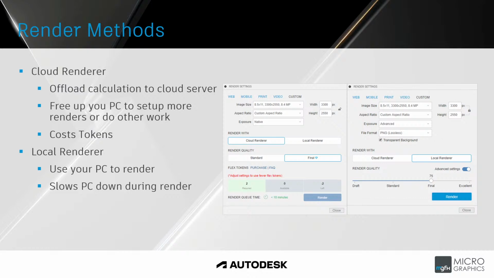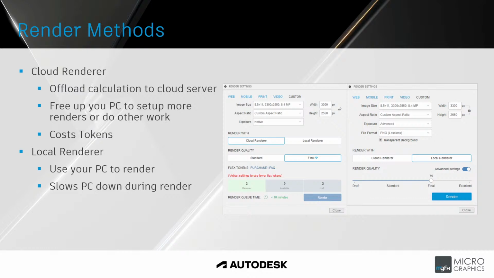So the local renderer uses your CPU, uses your computer to render. It doesn't cost anything. The cost is essentially the slowdown in the time it takes to actually do anything while your computer's rendering. When I was preparing this presentation for this webinar, I was doing the renders in the background in Fusion, and then working on the PowerPoint, working on other models, having a look at other things, and it slowed the PC down.